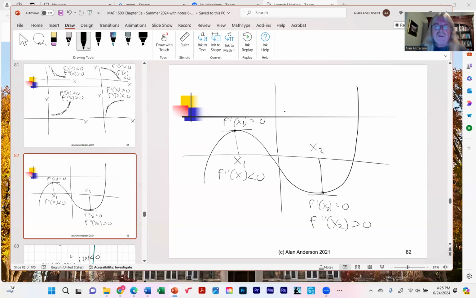So in other words, this is going to help us identify which is which. So according to what we're seeing here, it must be the case that if our first derivative is zero and the second derivative is negative, then we have a maximum. If the first derivative is zero and the second is positive, then we have a minimum. And you can see just by looking at the graph why this has to be the case.